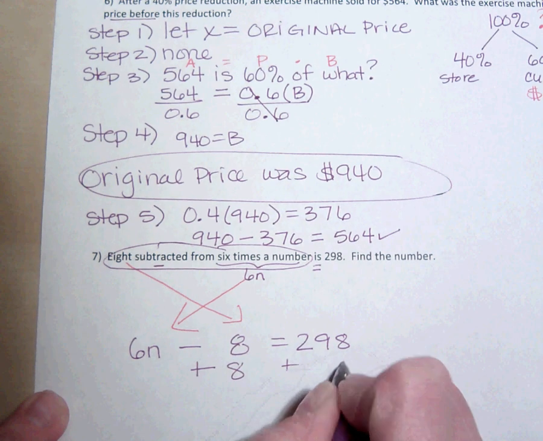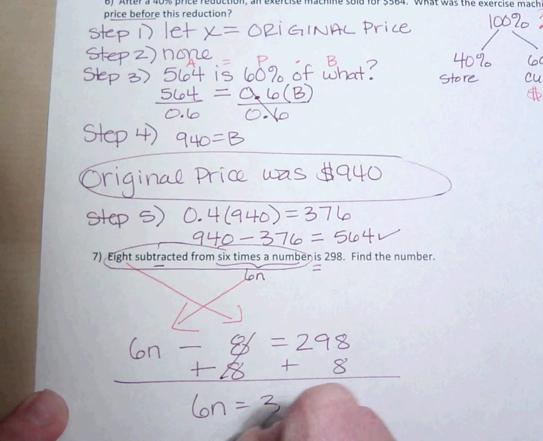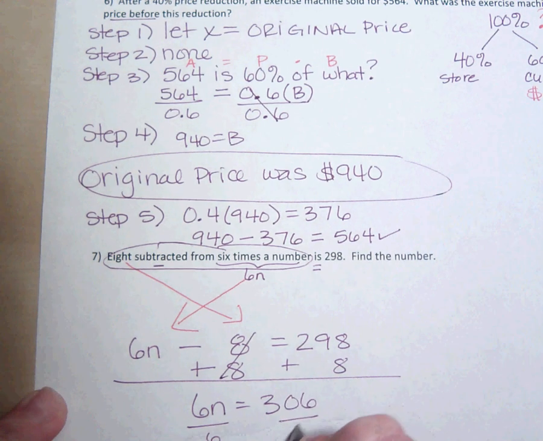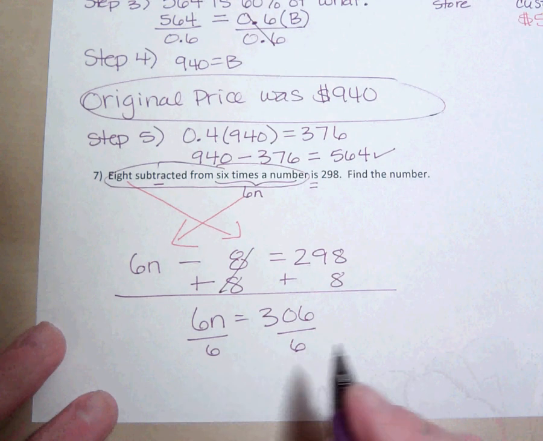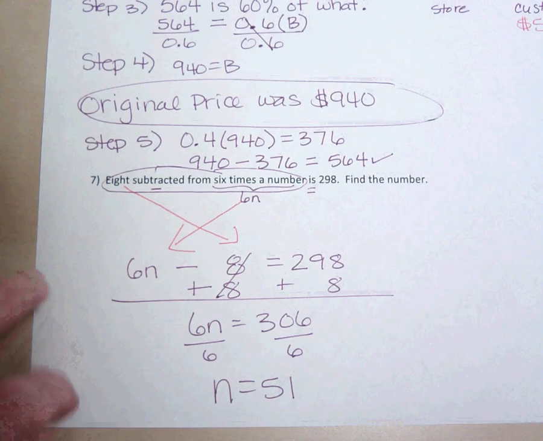Add 8 to both sides. So 6n equals 306. Divide both sides by 6, and n equals 51.